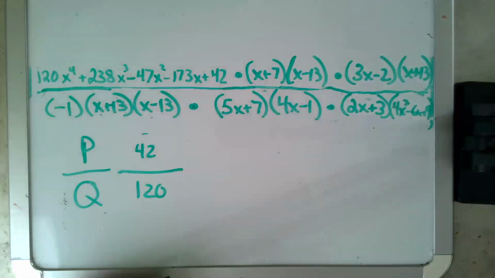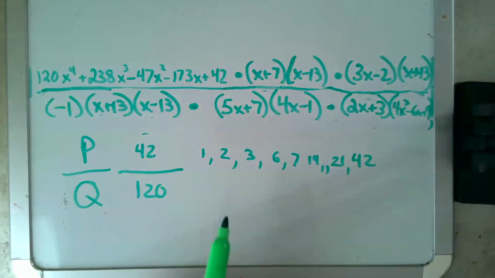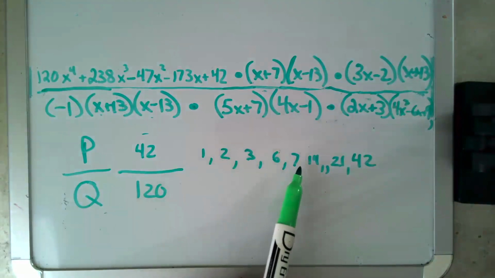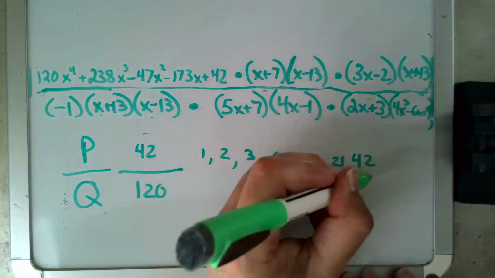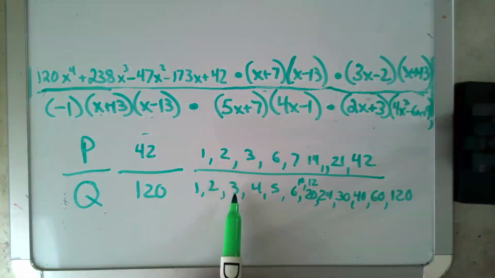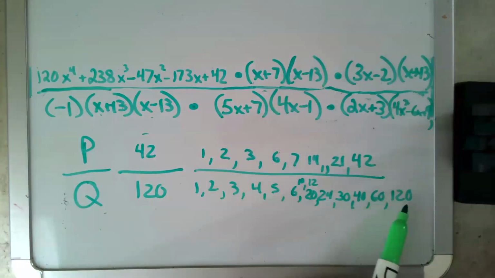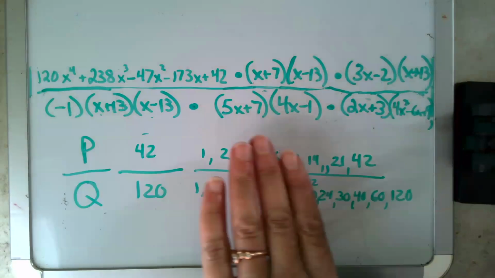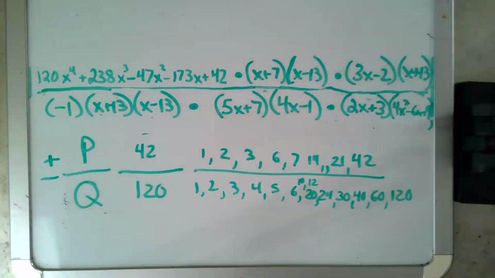So when we break 42 apart, we find 1, 2, 3, 6, 7, 14, 21, 42. When we break 120 apart, we get 1, 2, 3, 4, 5, 6, 10, 12, 20, 24, 30, 40, 60, 120. So we have lots of possibilities. And not only do we have all of these possible fractions, this comes with a plus or minus. So we have the positives and the negatives.